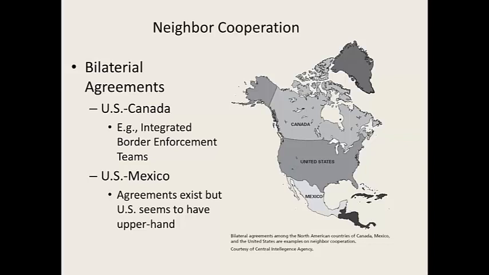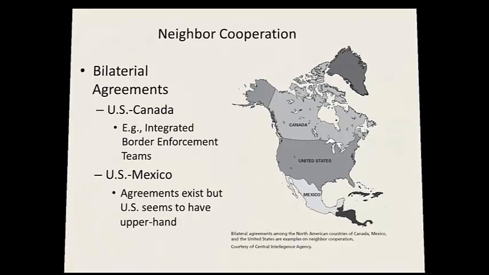But because of the existence and the acknowledgement of that corruption in law enforcement in Mexico, United States and Mexican agreements don't always get implemented in the manner that either country would like. In any event, those are examples of how those neighbor cooperations are created in an attempt to achieve universal benefits between the United States and its northern and southern neighbors.